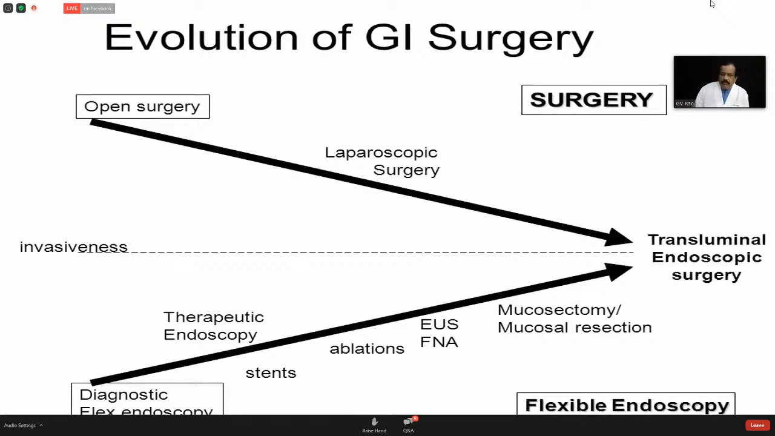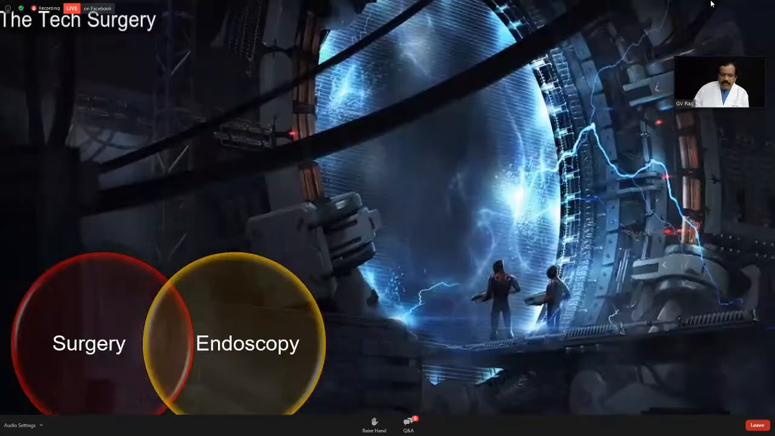So I think we'll have a totally new specialty that is going to come, wherein we have people who are trained in flexible endoscopy and laparoscopy who are going to make this specialty very, very popular. Not only will the specialty become popular, but this will decrease the degree of invasiveness, and also I'm sure it will improve the morbidity and mortality associated with these procedures.